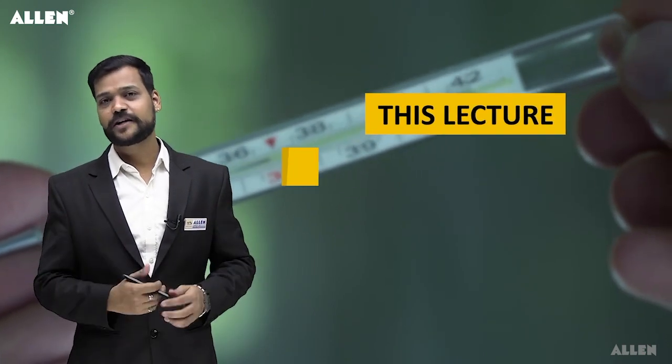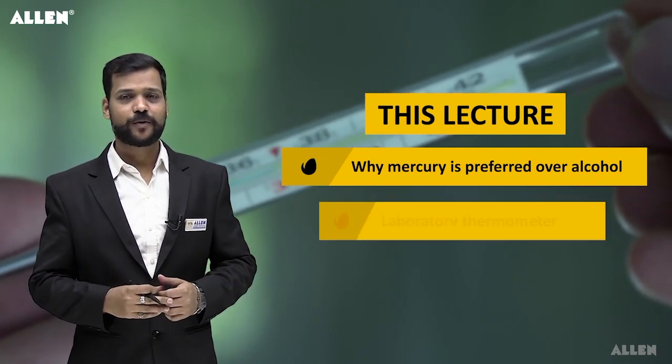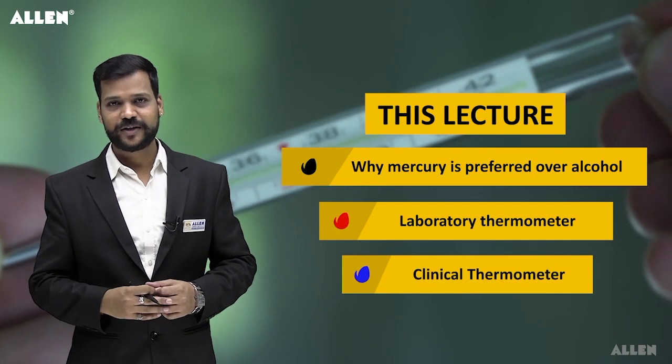So in this lecture, we will be studying about why mercury is preferred over alcohol. And also we will discuss about the laboratory thermometer, its features, and we will start reading about the clinical thermometer. So take out your notebooks and you have to note it in a very good handwriting.